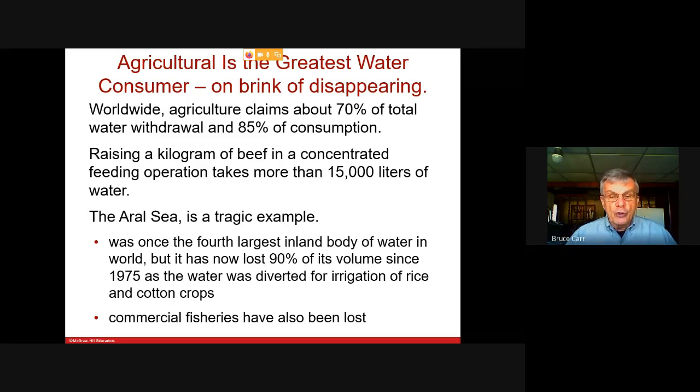In Davis, California, when I was working as a cowboy, the neighbor raised tomatoes on his land. And they were able to plant and harvest three crops of tomatoes every year. So from February through the end of November, they were growing tomatoes. With the decrease in water in the Aral Sea, commercial fisheries have also been lost.